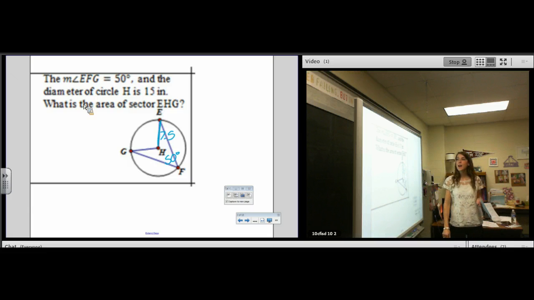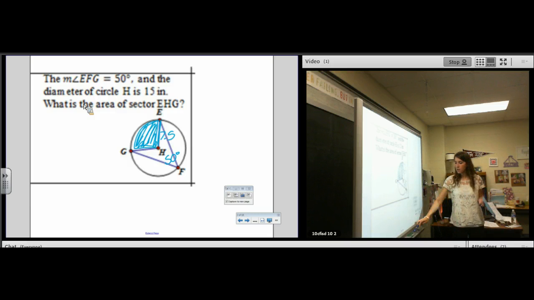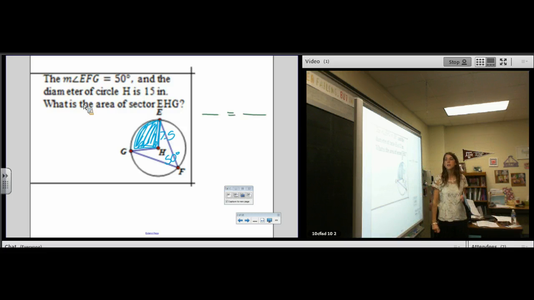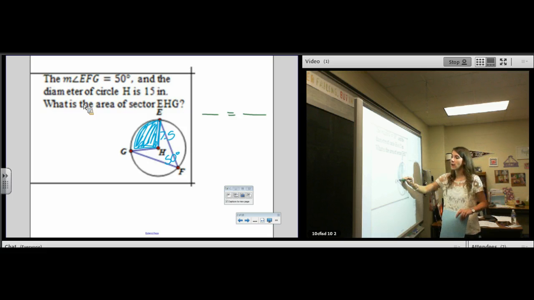What's the area of sector EHG? Okay, so we're trying to find that area. To find the area of a sector, it looks just like the formula for arc length. In order to find the area of the sector, we need this angle right here. We don't have that angle right now. But we know if this angle is 50, what's the arc?